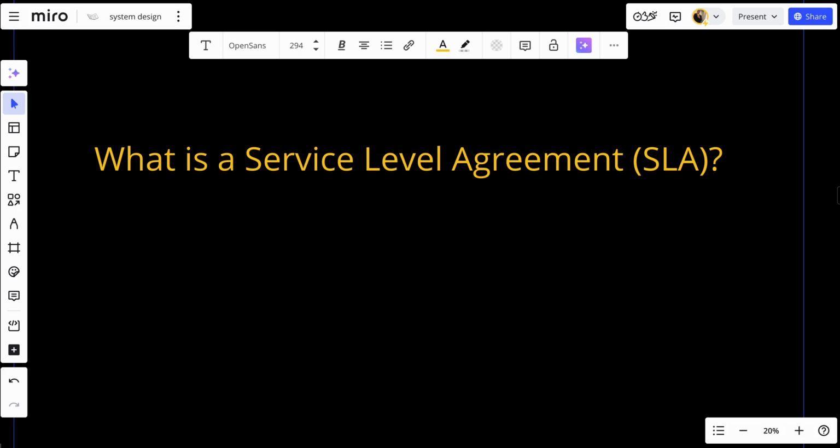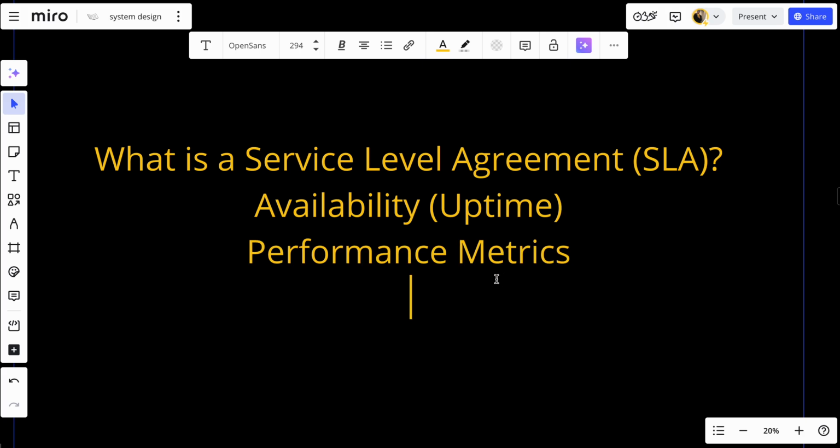An SLA, or service level agreement, is a formal contract between a service provider and a customer that outlines the expected level of service. It specifies things like, first, availability, which is uptime, the percentage of time the service will be available, performance metrics, such as response time or latency, and lastly, support terms, how issues will be handled and resolved. SLAs are essential in ensuring that both the provider and the customer are on the same page about what level of service is expected.